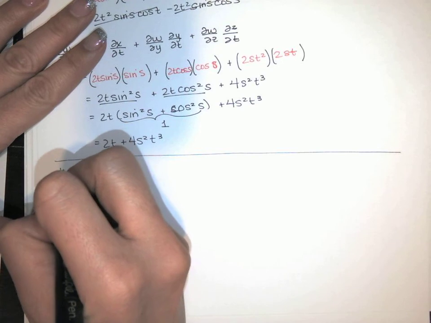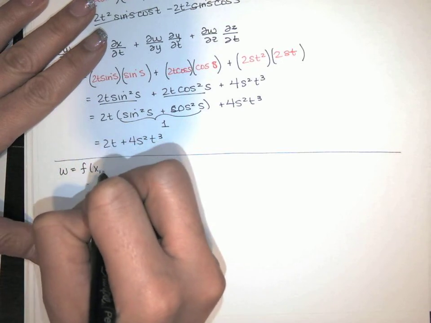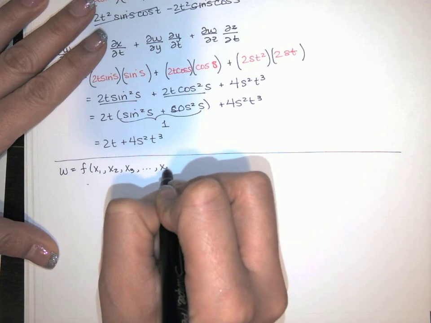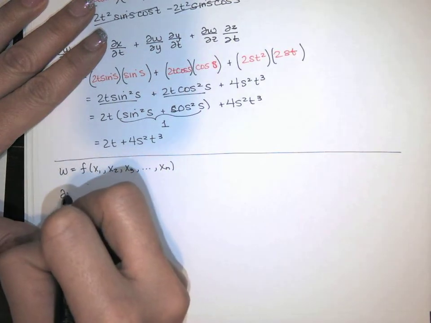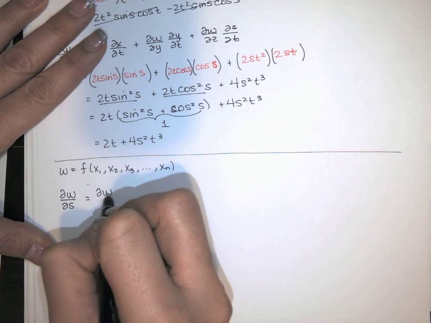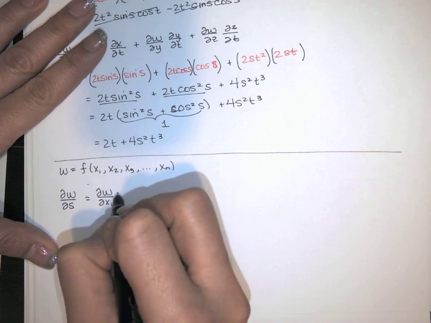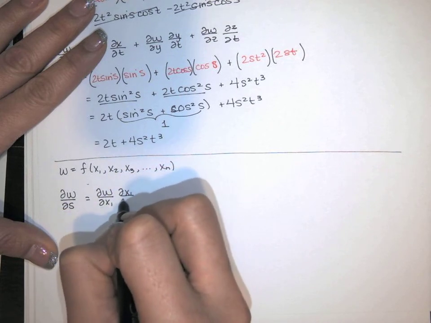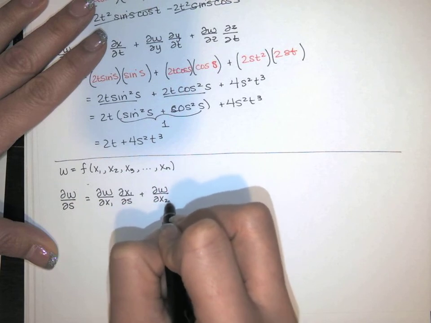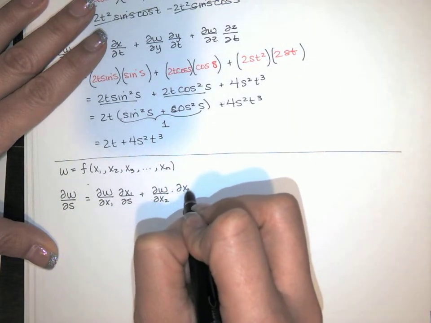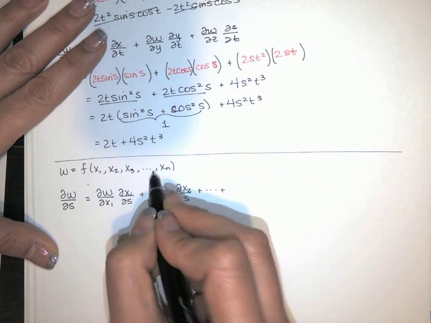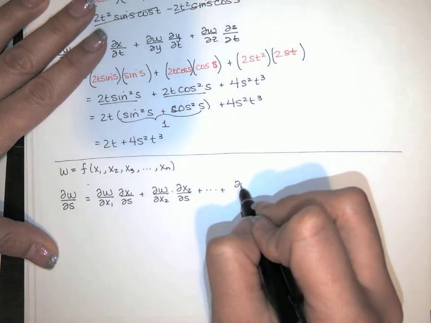If w originally depended on n variables, x sub 1, x sub 2, x sub 3, all the way through x sub n, the partial of w with respect to s is the partial of w with respect to x1 times the partial of x1 with respect to s, plus the partial of w with respect to x2 times the partial of x sub 2 with respect to s. And you keep going. You had n variables, so you're going to have n terms.